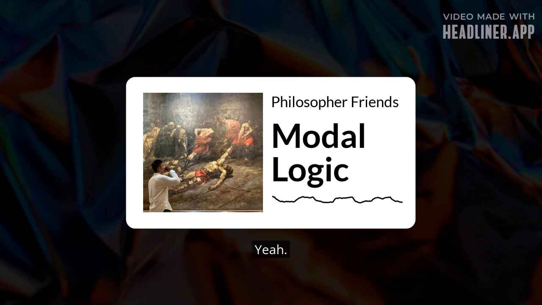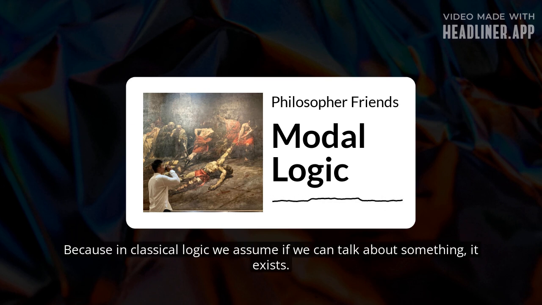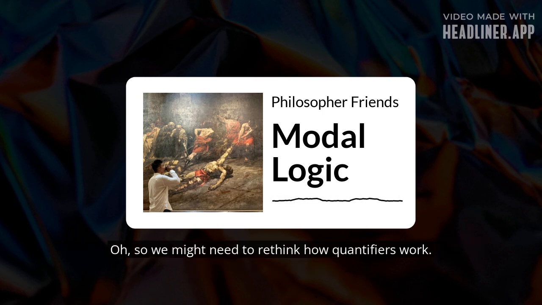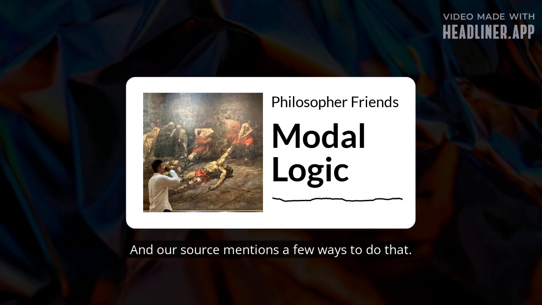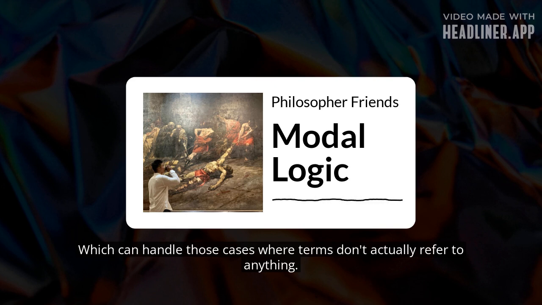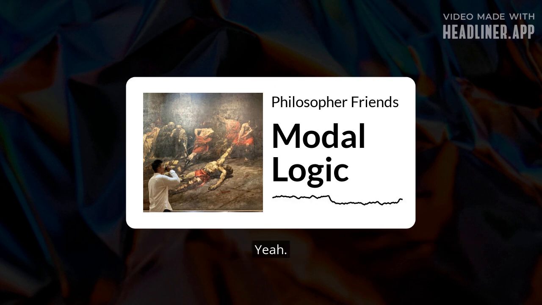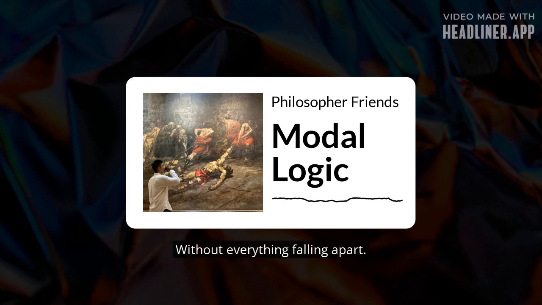It does, because in classical logic, we assume if we can talk about something, it exists. But if domains are world relative, some terms might not actually refer to anything in certain worlds. So we might need to rethink how quantifiers work. Exactly. Our source mentions a few ways to do that. One option is to switch to what's called free logic, which can handle those cases where terms don't actually refer to anything. So it lets us talk about things that might exist in some worlds but not others, without breaking logic completely.